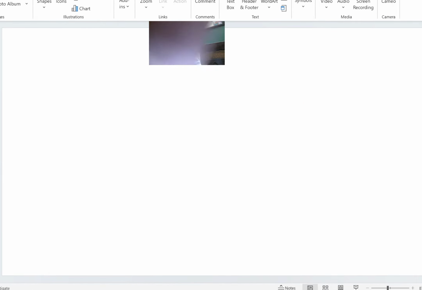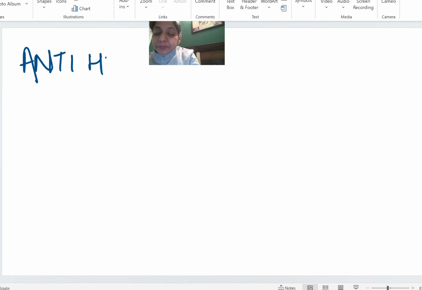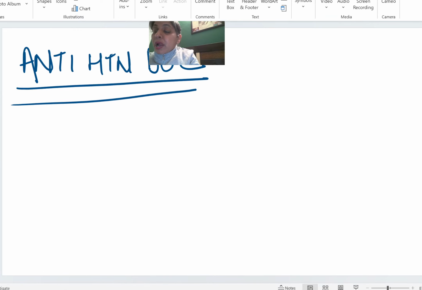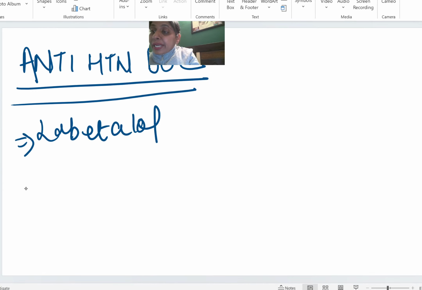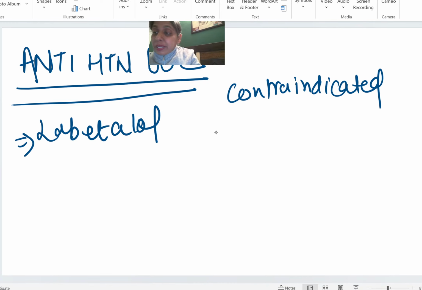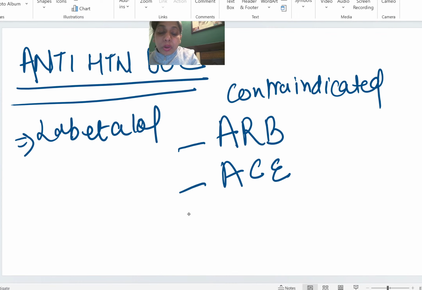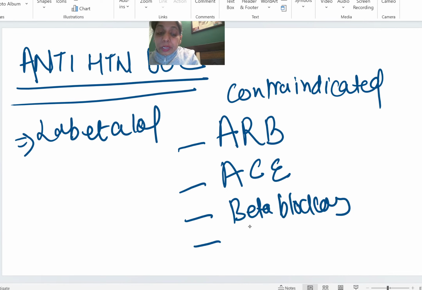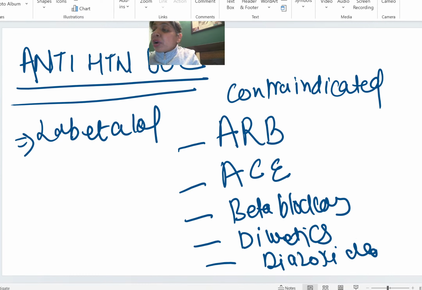Okay. What all are the drugs contraindicated in pregnancy? Antihypertensive drug: what is the antihypertensive drug of choice? Write down in the chat box. It is labetalol. Right? What all are contraindicated? The contraindicated antihypertensives are angiotensin receptor blockers, angiotensin converting enzyme inhibitors, beta blockers, diuretics, and diazoxide.